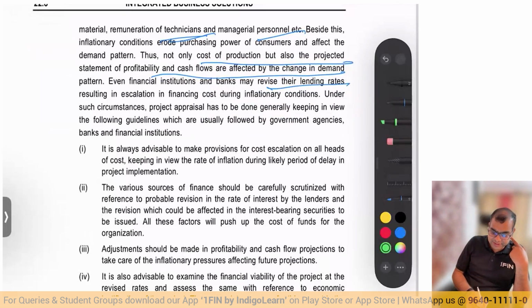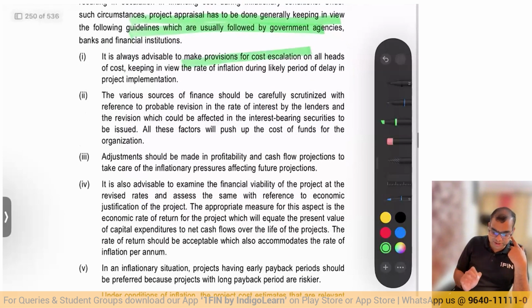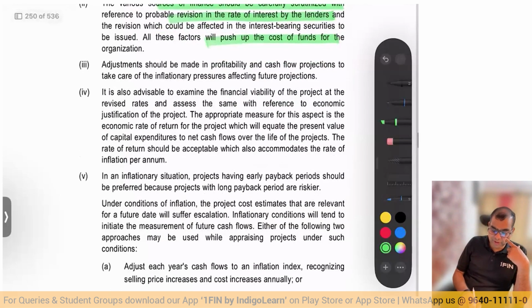Under such circumstances, project capital budgeting has to be done keeping in view the following guidelines, which are usually followed by government agencies. Make provisions for cost escalation. Various sources of finance should be carefully scrutinized with reference to probable revision in rates. All these could push up the cost of the project. Adjustment should be made in profitability and cash flow projections to take care of inflationary pressures.